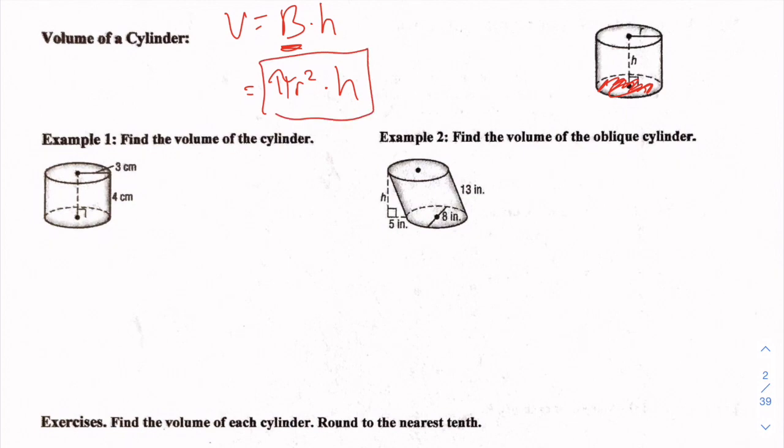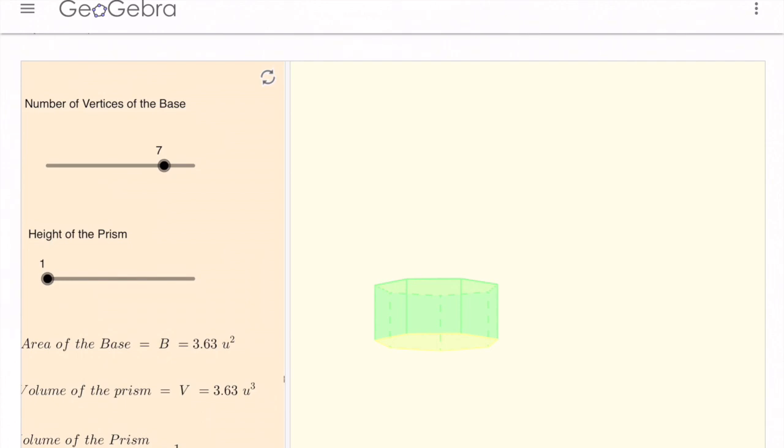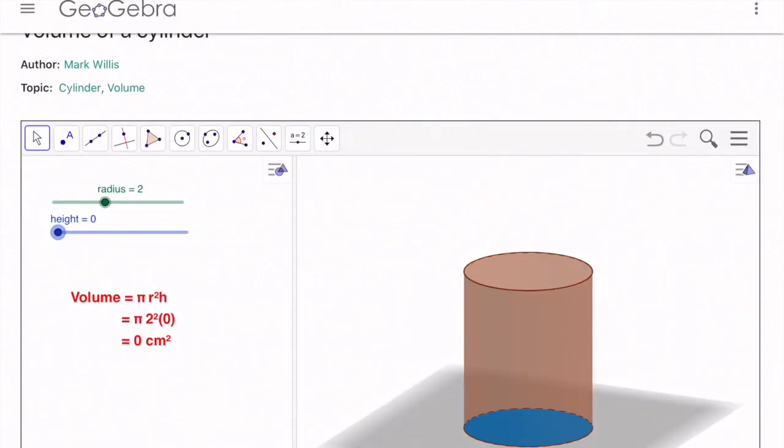A little visual, I actually found a better one here for a cylinder. So take a look at this. Take a look at the bottom there. The bottom is the base. So this makes more sense in terms of dimensions. Right now there's no volume, right? There's no height to it because the height is 0.